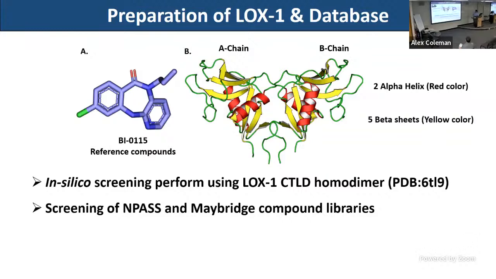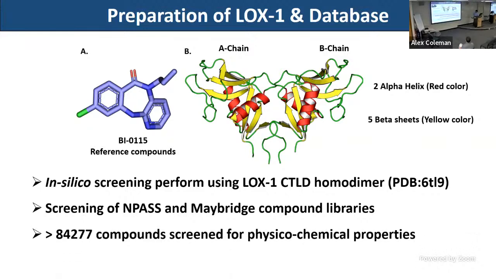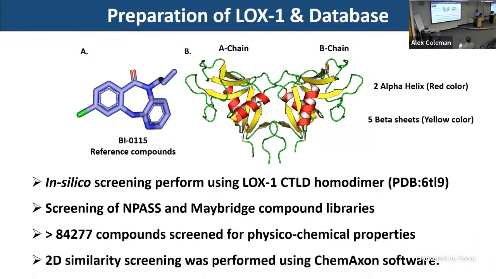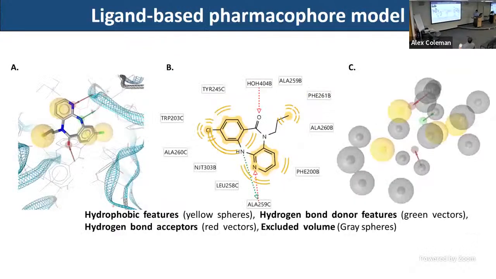For this screening, we use the NPASS and Maybridge compound library, which contains more than 84,000 compounds, and we screen these 84,000 compounds using physiochemical properties. After that, we screen these compounds using 2D similarity screening using Temexon software. Then after, we generate the ligand-based pharmacophore modeling.